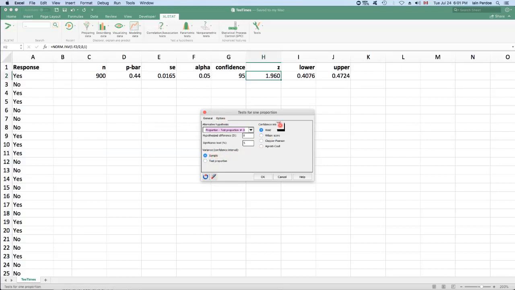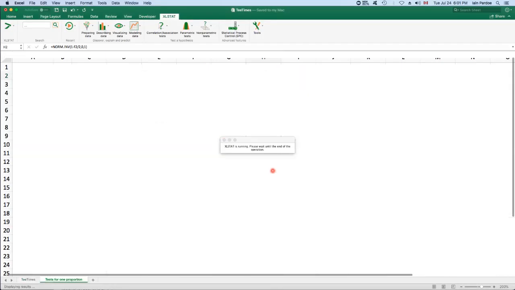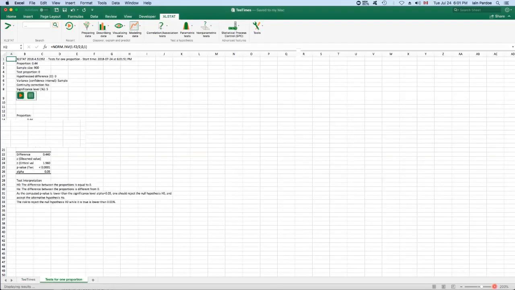And then there's different kinds of confidence interval, and the one that we're going to use is the simplest. It's just called a Wald confidence interval. And then significance level needs to be set at 0.05 or 5%. And then if I OK that, we get our results.